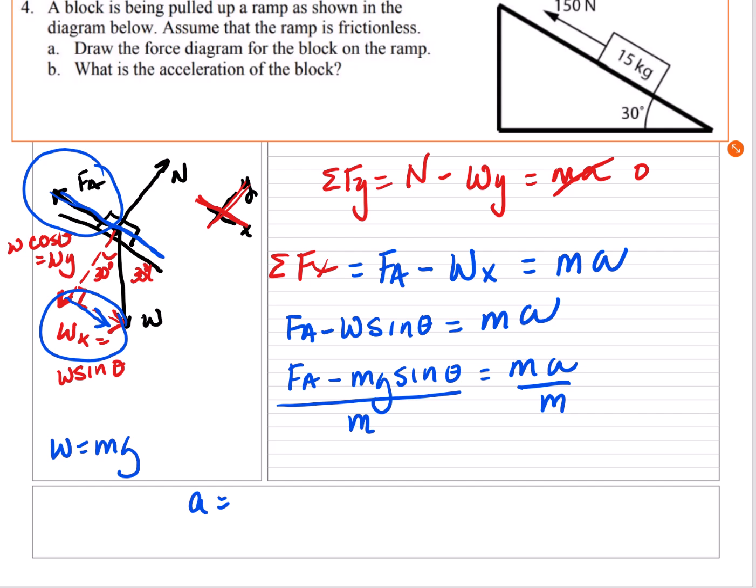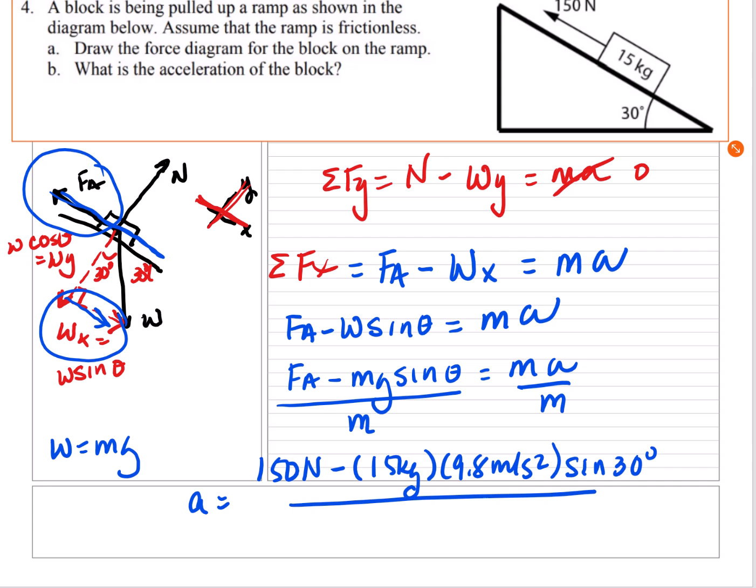And now I'm going to substitute in. Fa was given as 150 newtons minus 15 kilograms. The mass is given in your picture. Gravity is 9.8 meters per second squared, sine 30, divided by 15 kilograms, which is 5.1 meters per second squared. So this object is being pushed up the ramp with an acceleration of 5.1 meters per second squared.